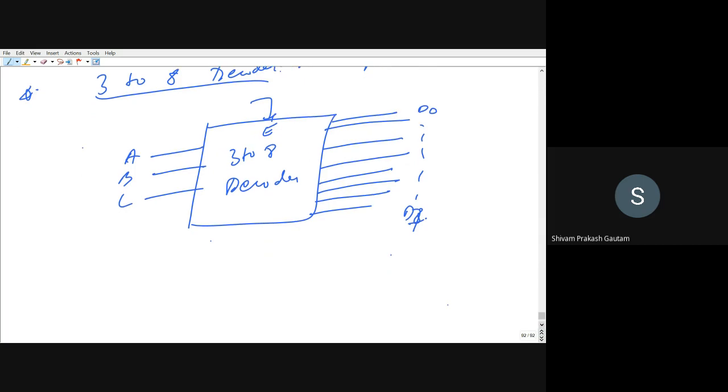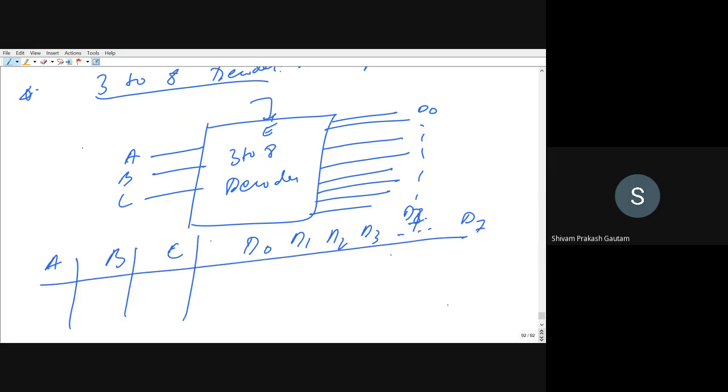Now for this you can draw the circuit on your own, where you have A, B and C. You can draw the truth table, and then you will have D0, D1, D2, D3 till D7. For each possible combination of input, a particular output bit will be high. For example, if A, B, C are 0, 0, 0, then D0 will be high and the rest all will be 0. If you have 0, 0, 1, then D1 will be high, and the rest will be 0. Similarly, for the last case, that is 1, 1, 1, D7 will be high. All others will remain 0 and only D7 will be high.